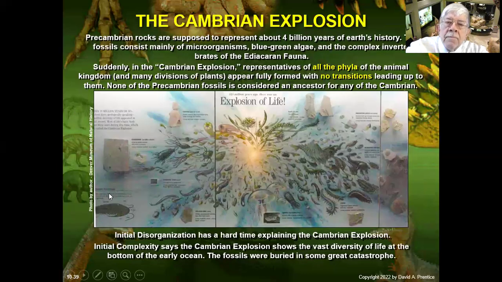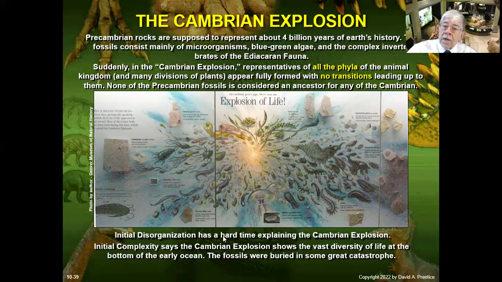Let's talk about the Cambrian. Precambrian rocks are supposed to represent about 4 billion years of fossils. They consist mainly of microorganisms, blue-green algae, and the invertebrates found in the Ediacaran fauna. But then suddenly, in the Cambrian explosion, we find representatives of all of the phyla of the animal kingdom and many divisions of plants as well. They appear suddenly and fully formed with no transitions leading up to them. None of the Precambrian fossils is considered an ancestor for any of the Cambrian fossils.